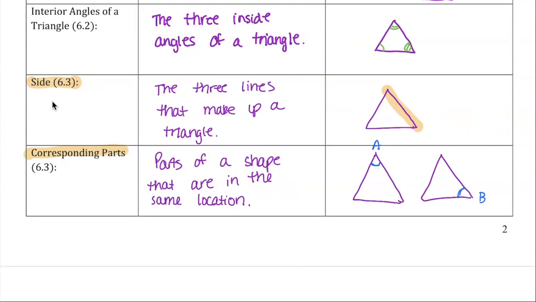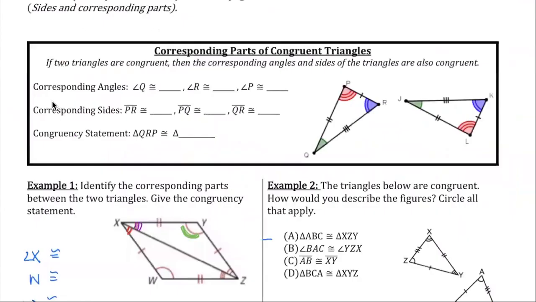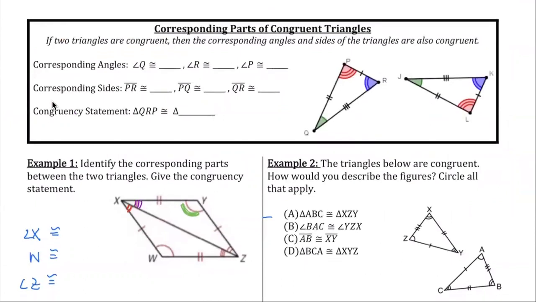We can also talk about sides. If one of the sides of my triangle has a certain measure, and there's another side in the other triangle that also has that measure, we would say those 2 sides are also corresponding. Now, how is that going to look in today's lesson? If you look down below the vocab section, it says corresponding parts of congruent triangles.